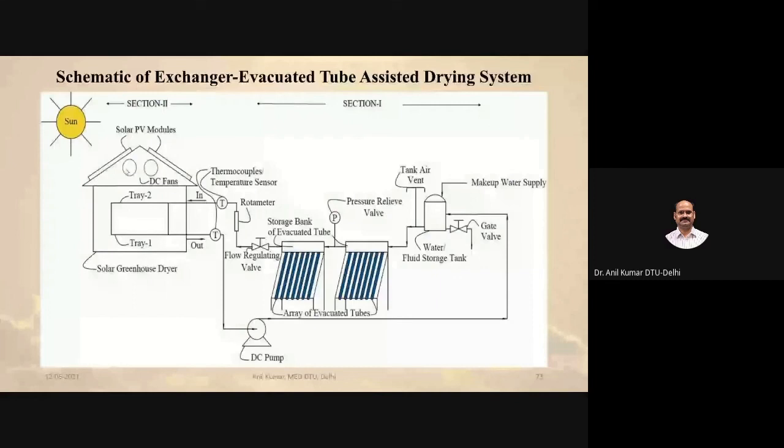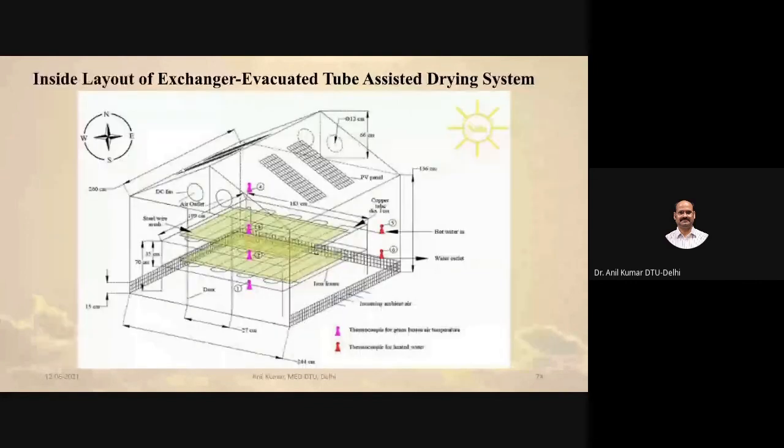These are running with the help of the solar photovoltaic modules. And this is a closer view. These are the hot water tubes, and the hot water tubes are in contact with the drying tray. A wire mesh tray is kept over these heat exchangers.